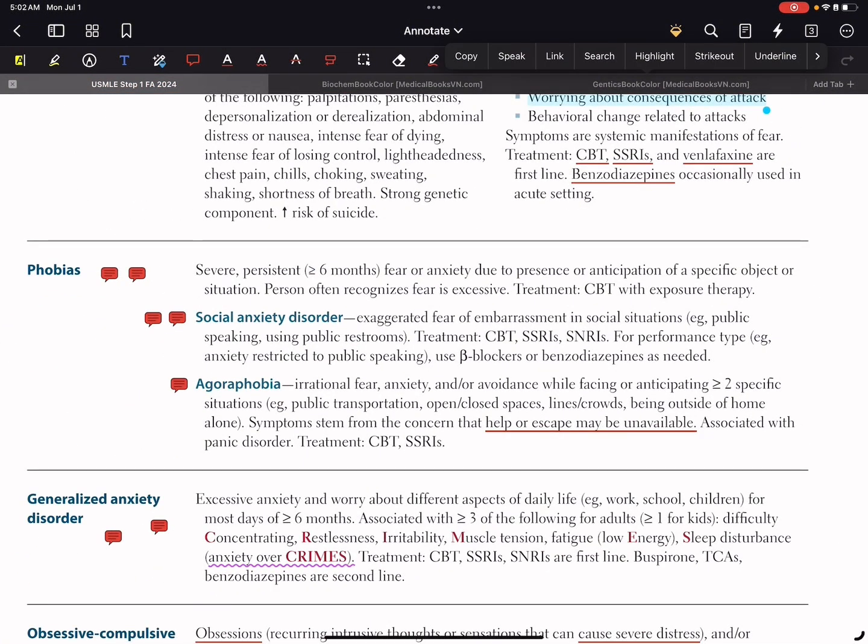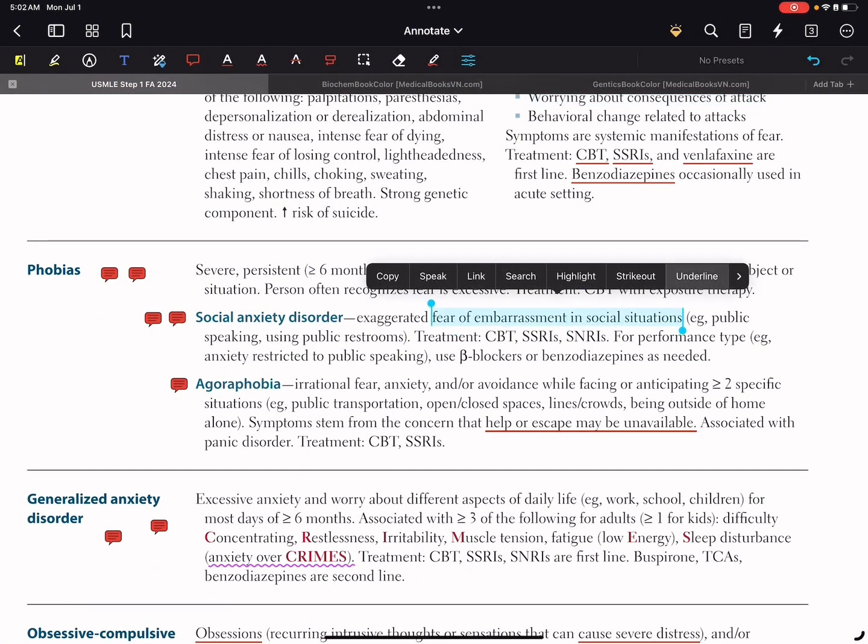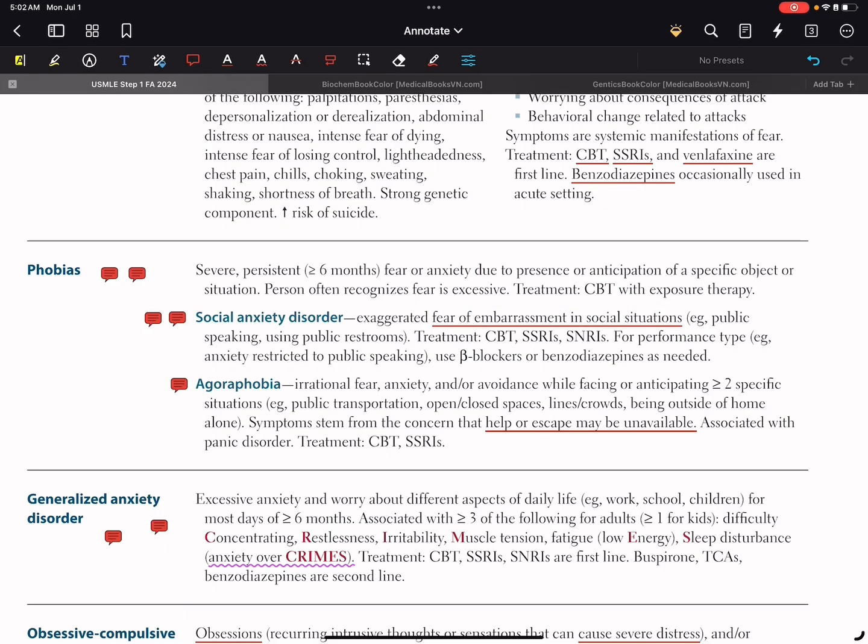Social anxiety disorder: excessive fear of embarrassment in social situations in public, like speaking or using public restrooms. Treatment: CBT, SSRI, SNRI. For the performance type, for example anxiety restricted to public speaking, use beta blockers or benzodiazepines as needed.